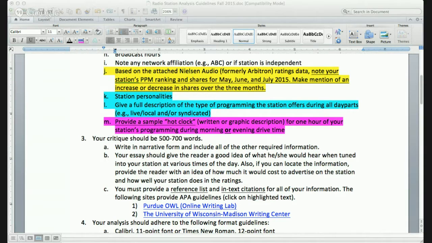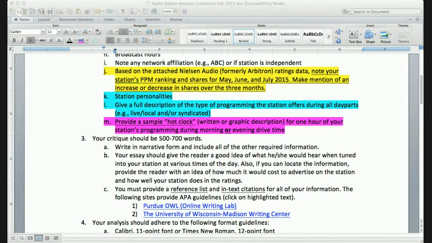I'm going to click back over to make sure that I offered that. Yeah, I have posted in Course Den under the radio station analysis folder in Module 1 for radio, the hot clock information that you can read about and see an example of. So that's what you also want to be sure to include.